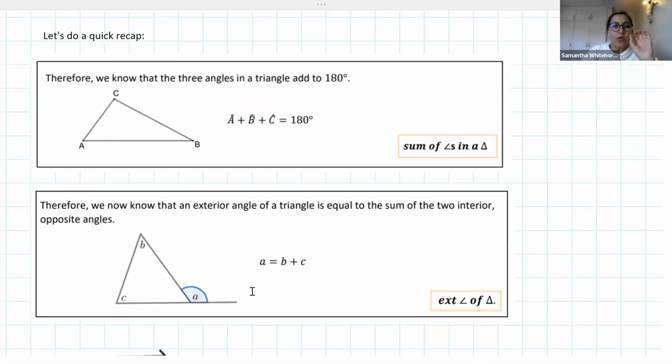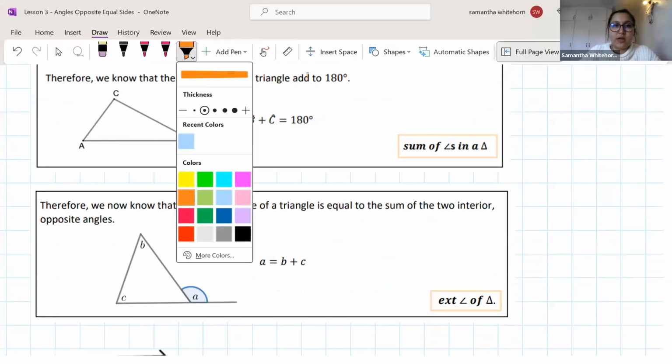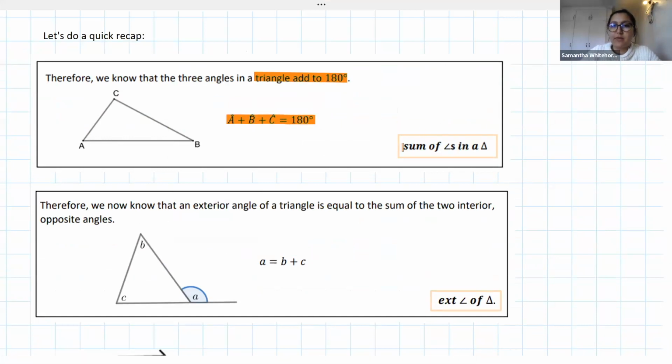Right, just quickly refresh your memory. These are the 2 reasons that we have done so far. Last week, Monday, we had a look at our first triangle reason, which dealt with the fact that angles in a triangle add up to 180 degrees. So if we add all interior angles of a triangle, we will always get 180. That reason was sum of angles in a triangle.